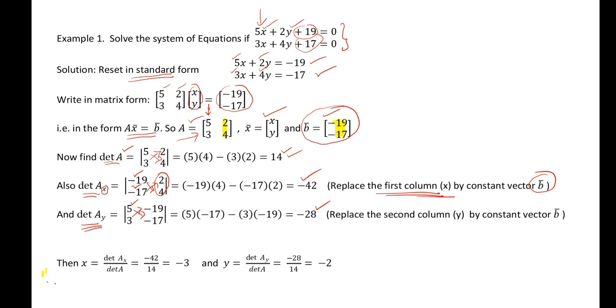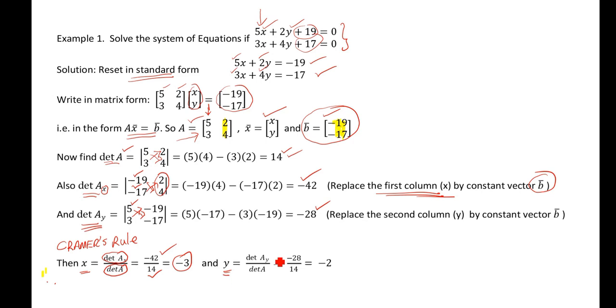Now, once you have calculated the determinants, you use the formula, and this is Cramer's rule. If you want to find x, it's determinant ax divided by determinant of a. What's determinant of ax? Negative 42. What's determinant of a? 14. Work it out. There you get the value x equal to minus 3.